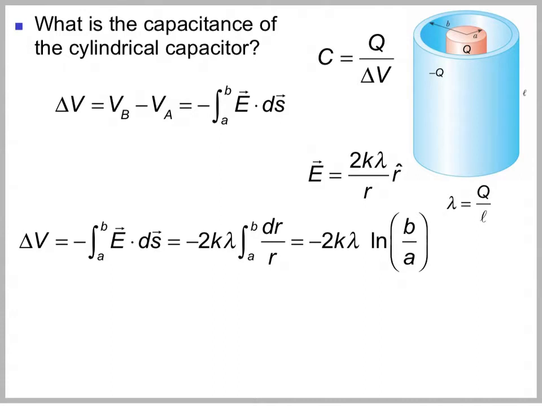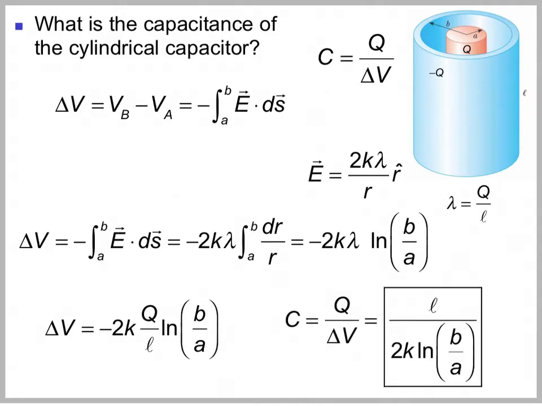And we know that C is Q over V. So delta V, we said, is 2k Q over L natural log of B over A. So we divide Q by delta V, and we take the absolute value because we said capacitance is always positive. And the capacitance is L over 2k times the natural log of B over A. Again, notice it didn't matter what charge I have on there or anything else. All that matters is the geometry, the length of the capacitor, and the inner and outer radii.